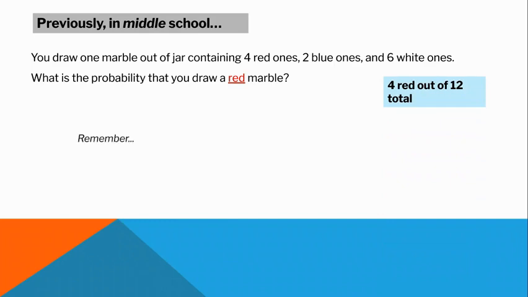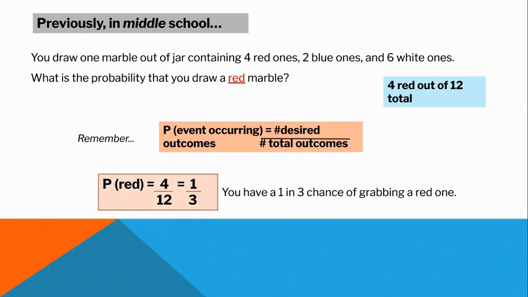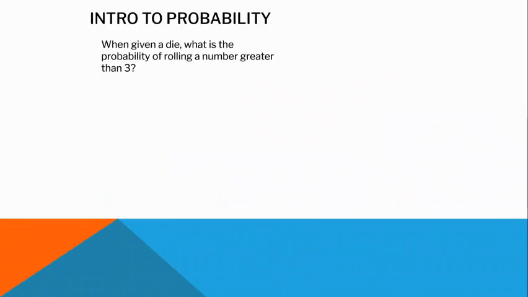So the definition of probability is the number of desired events over the total number of outcomes. I like to call this success over total. So success in this instance would be 4 red and the total would have been 12, and we reduce that to 1/3. So you have a 1 in 3 chance of grabbing a red marble. What percentage is that? So in your calculator, do 1 divided by 3 and you get 0.33333. And if you multiply by 100, you get 33.33%.